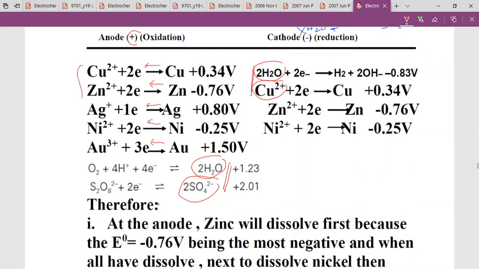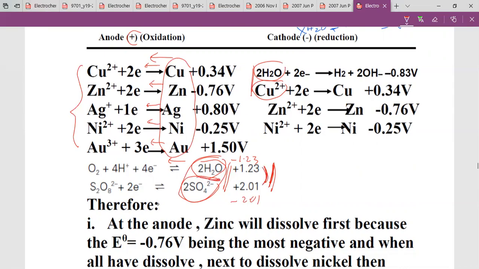The 5 metals here must be considered. All this here must be considered together with these 2. Remember, they are going backwards. Now, if you consider these two further here, going backwards is a negative 1.23. This is negative 2.01. So, from these two, which is easier to be discharged?